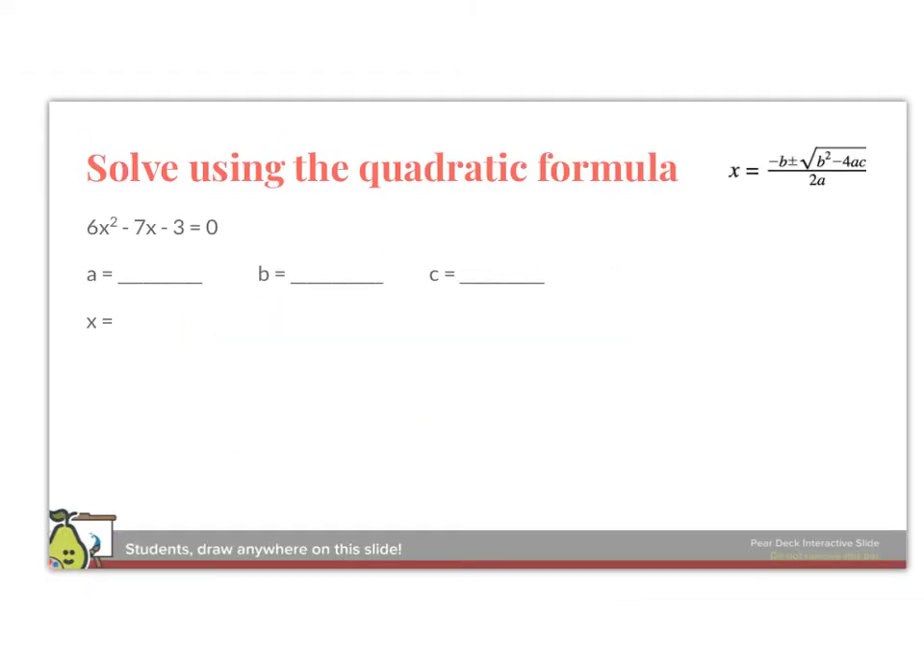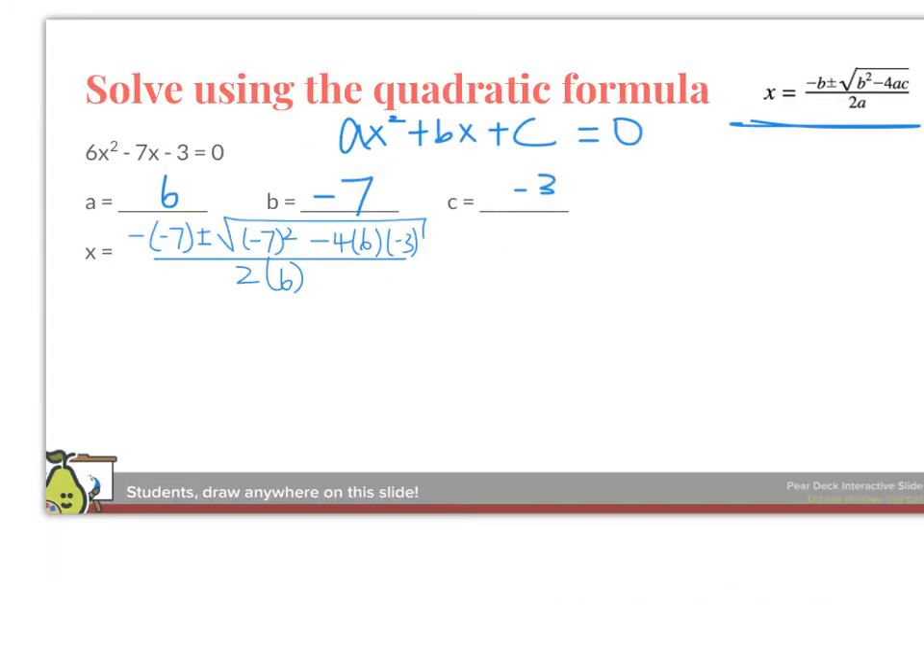Let's try it. If we compare this equation to ax squared plus bx plus c equal to 0, we can see that a is 6, b is -7, and c is -3. Then we just need to substitute all of those values into our equation for finding the x-intercepts. I took the a value, the b value, and the c value and plugged them into this formula to get this expansion.